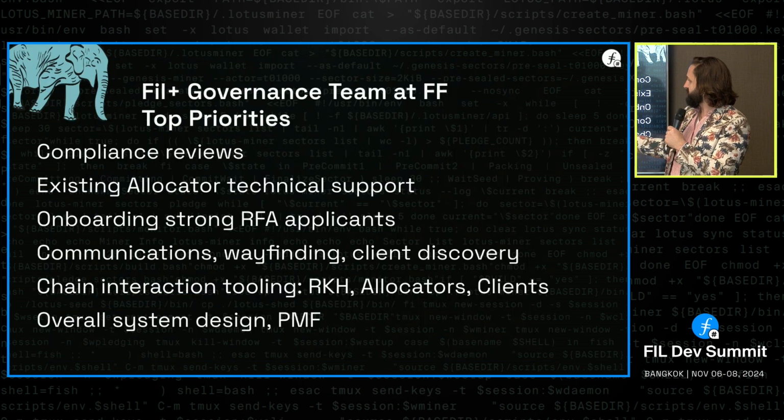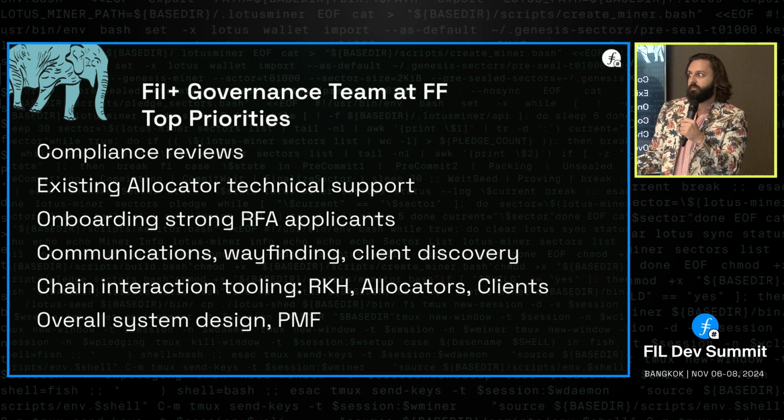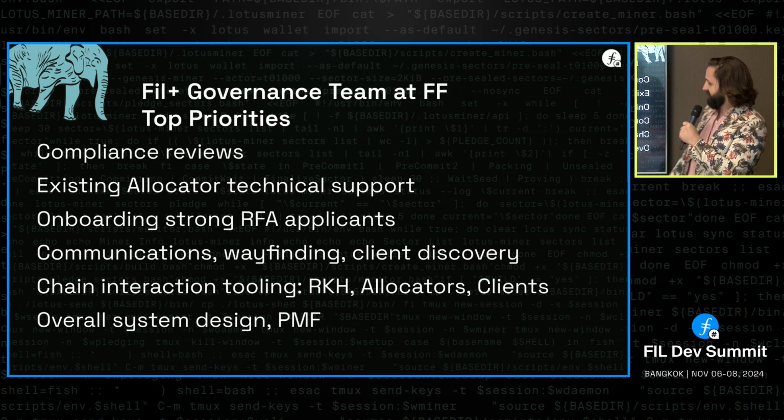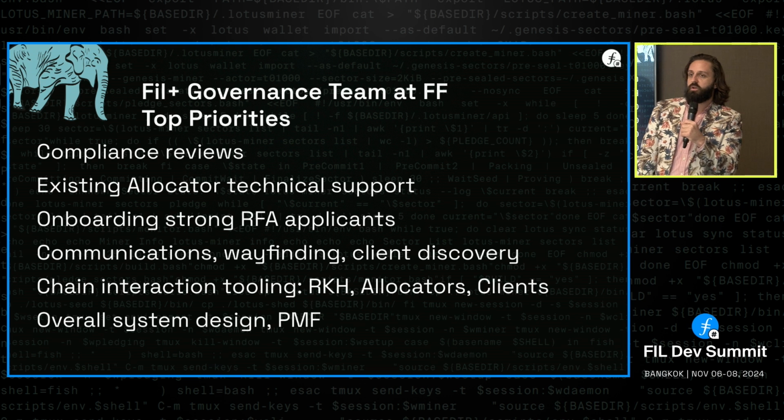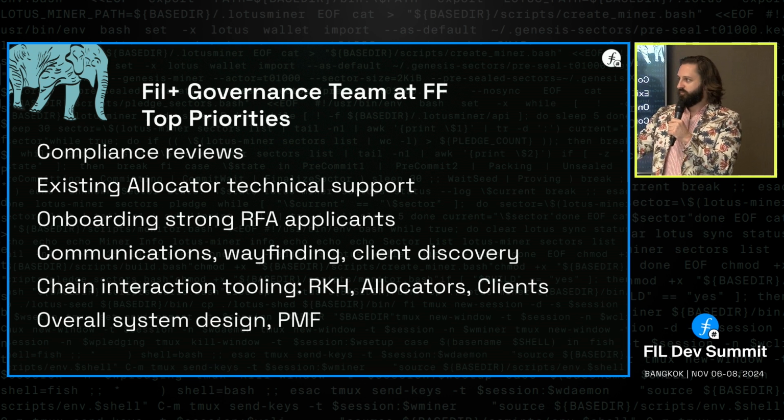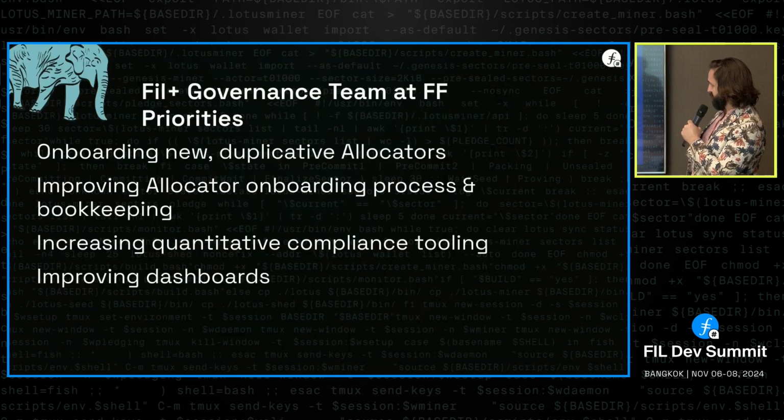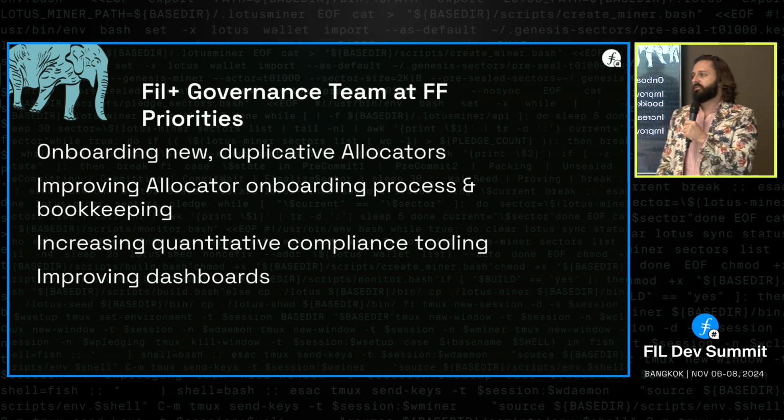As well as chain interaction tooling. How do we build tools for all these different stakeholders so that they can actually send the messages that they need to? That takes a huge amount of work. And then overall, what is our system design? What is our focus on PMF? These have been sort of our main priorities for the past year. I think we've done pretty well on a lot of them. But then after that, these are sort of the next level down.